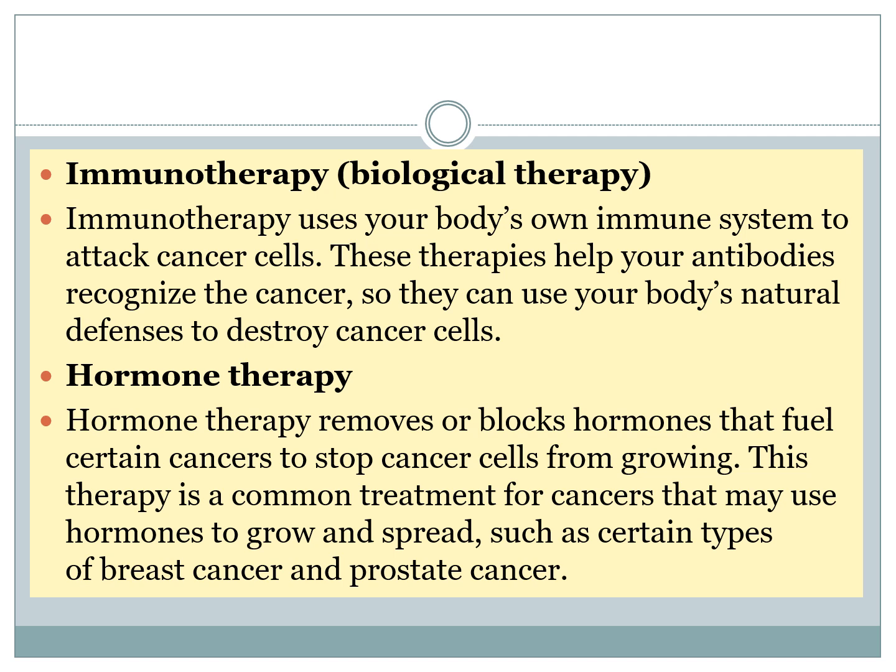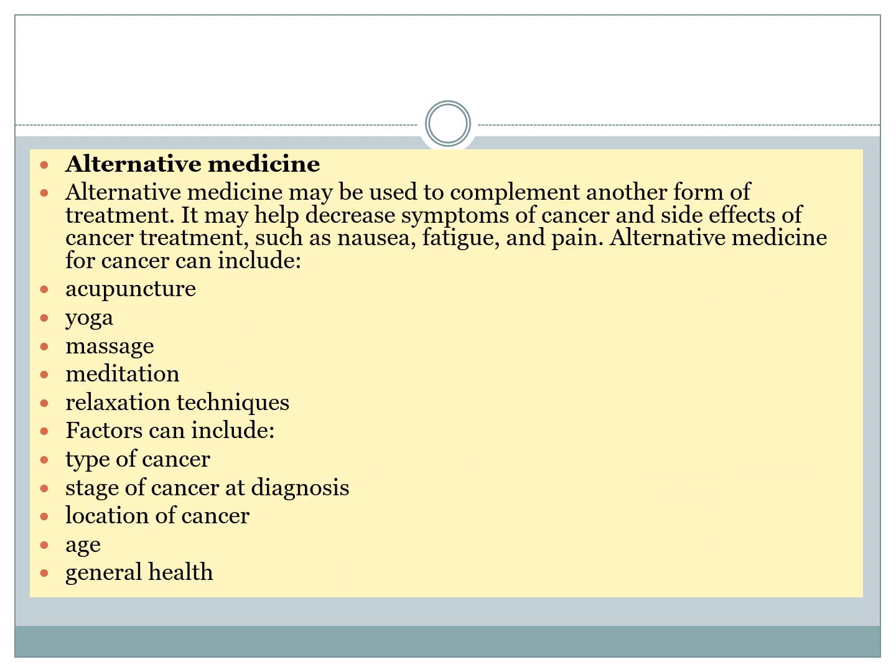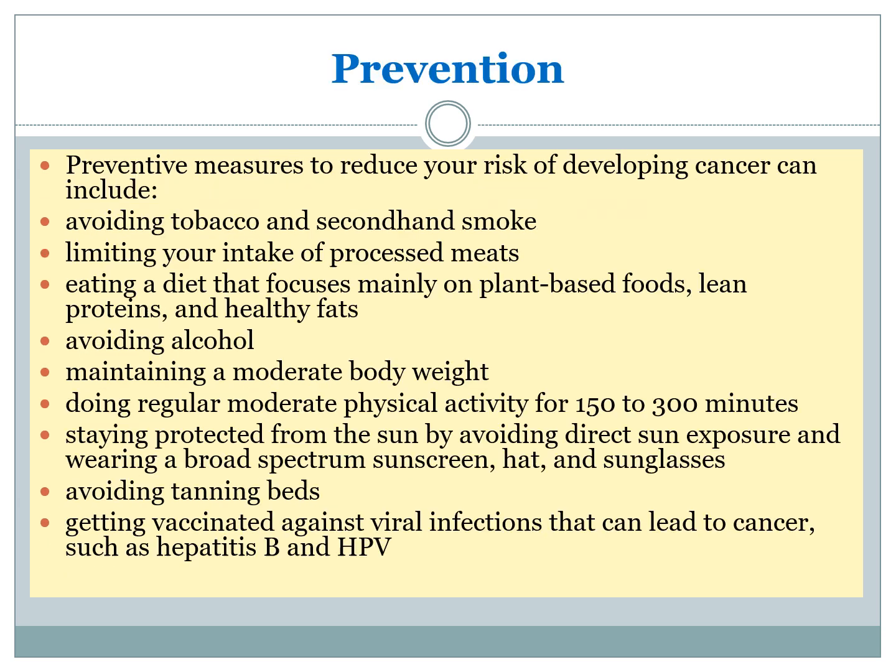This therapy is a common treatment for cancers that may use hormones to grow and spread, such as certain types of breast cancer and prostate cancer. Then alternative medicines include acupuncture, yoga, massage, meditation, and relaxation techniques. The factors can include types of cancer, stage of cancer at diagnosis, location of cancer, age, and general health.